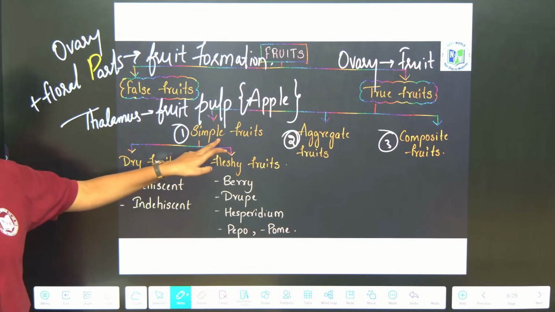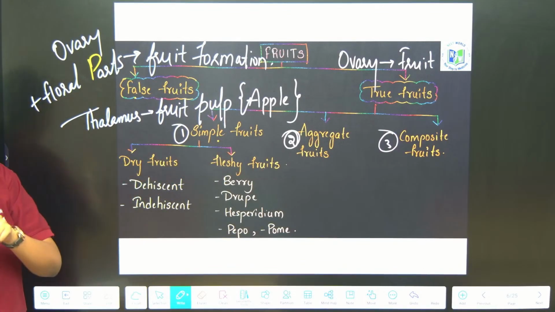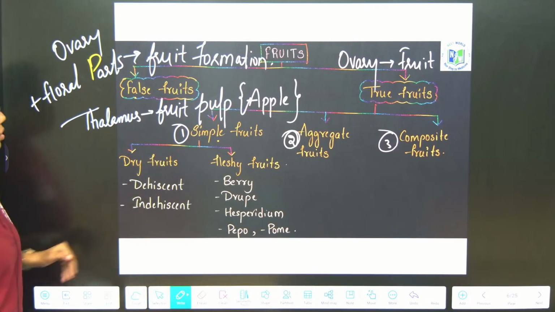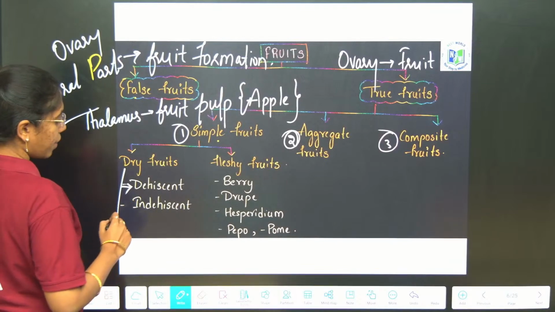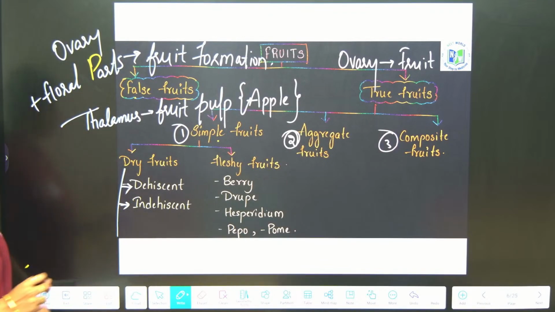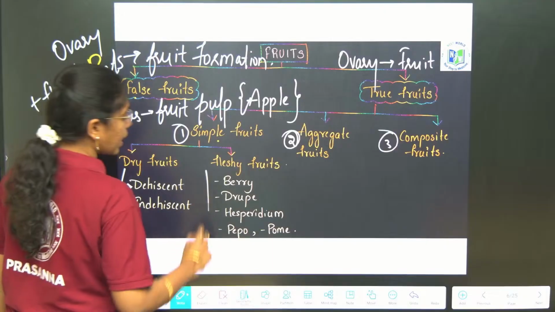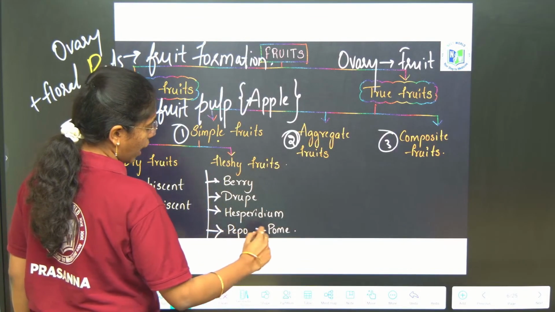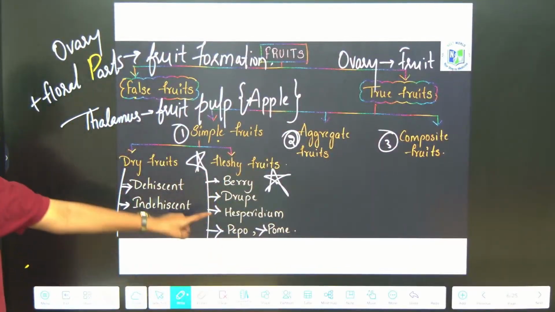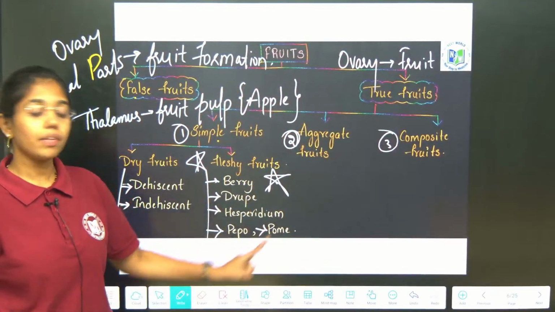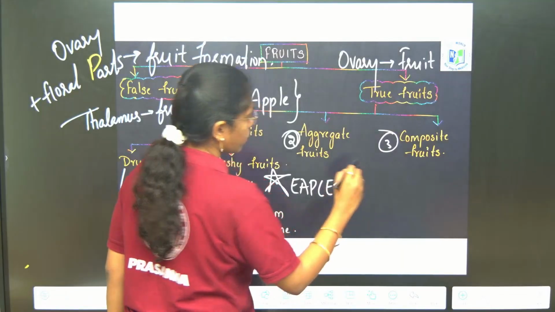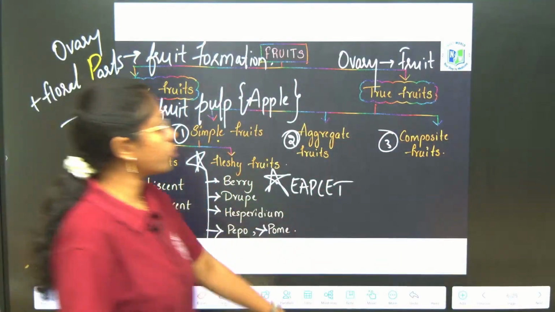In simple fruits, if the fruit wall or pericarp is indivisible, those are called dry fruits. Dry fruits again have 2 classifications, dry dehiscent fruits and dry indehiscent fruits. Fleshy fruits again are classified into berry, drupe, hesperidium, pepo and pome. Many a time questions are asked on these fleshy fruits, even in your exam set. Clear? And then aggregate fruits and composite fruits.